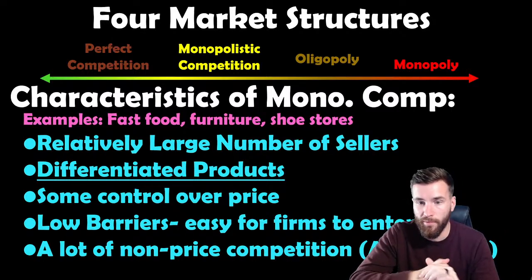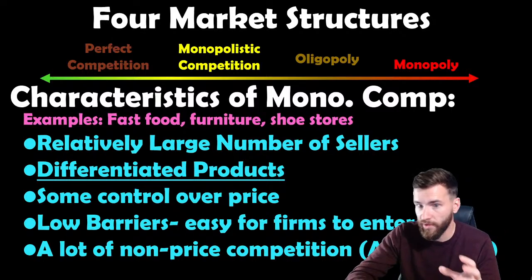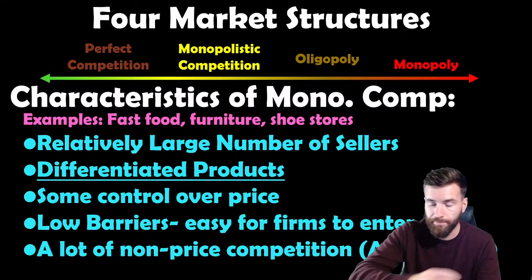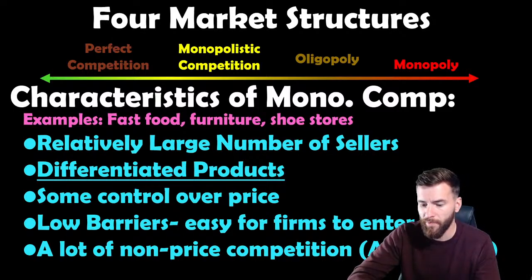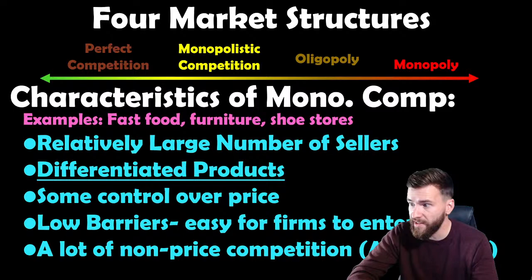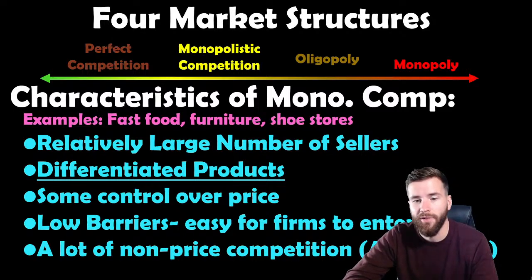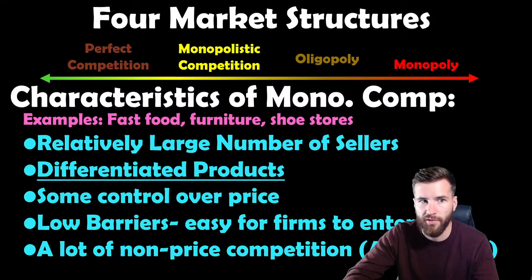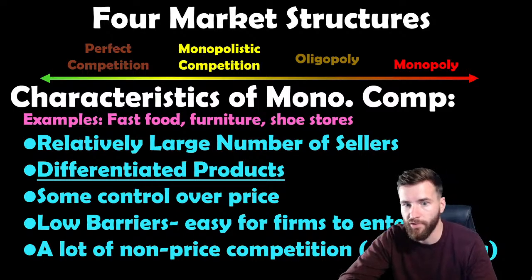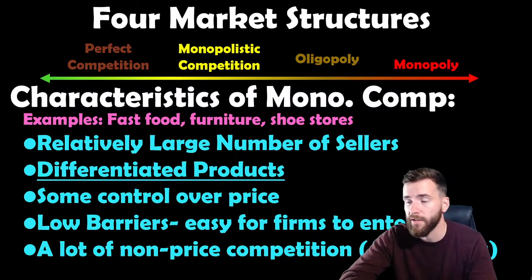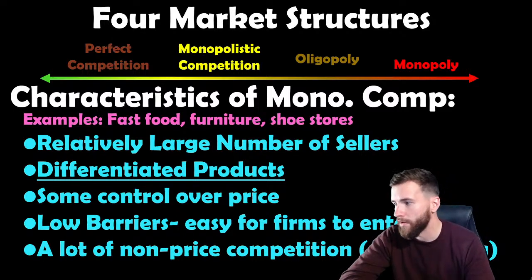So monopolistic competition is when there's a bunch of other competitors, but the good that you produce is somewhat different. Since it's somewhat different, you can charge different prices than your competitors. Not everyone's going to charge the same price in this market structure. And they're going to spend a lot of money on advertising to convince you that their product is way better than everyone else's.